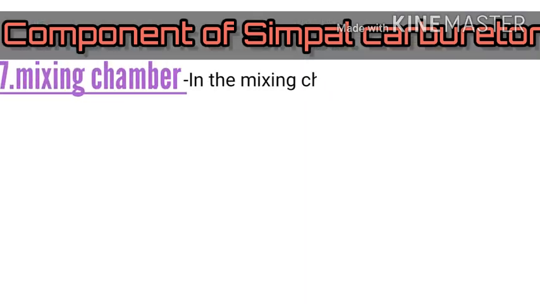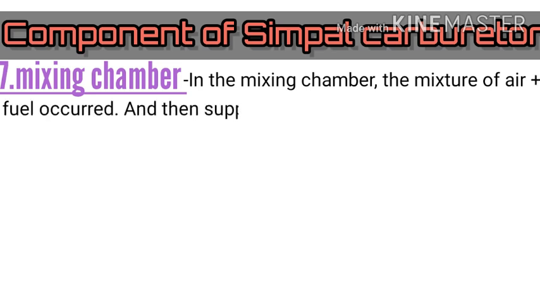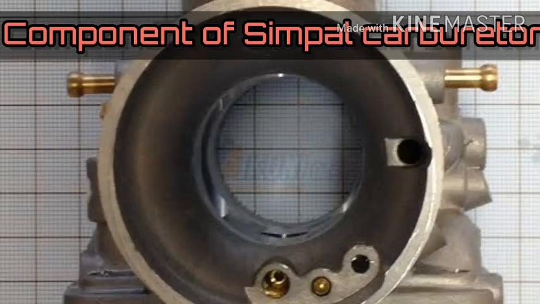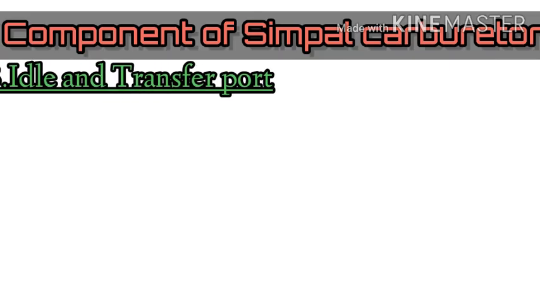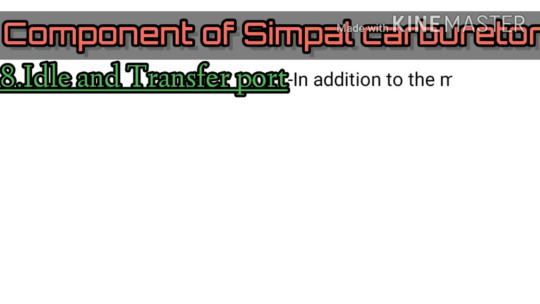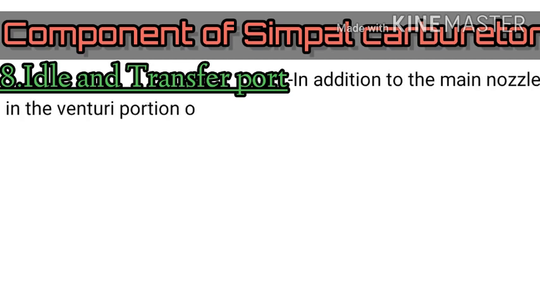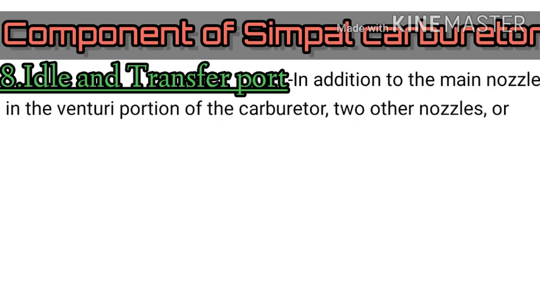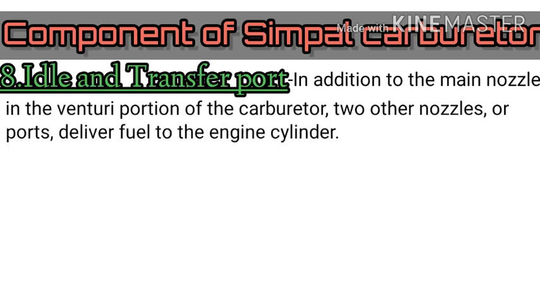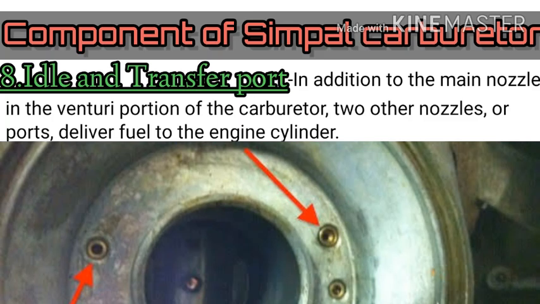Mixing chamber: In the mixing chamber, the mixture of air plus fuel occurs and is then supplied to the engine cylinder. Idle and transfer port: In addition to the main nozzle in the venturi portion of the carburetor, two other nozzles or ports deliver fuel to the engine cylinder.